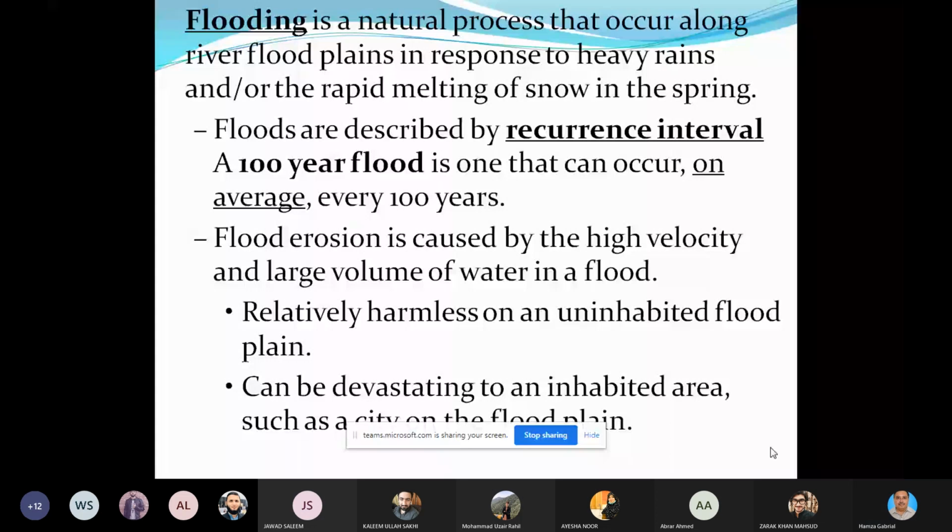So besides harmful effects, especially in areas where there is human property or human life or human interventions. But if there is nothing like that, it is just the natural floodplains, then it will be harmless and it will have a positive effect. That is, it will recharge the groundwater and it will also add nutrients to the soil.